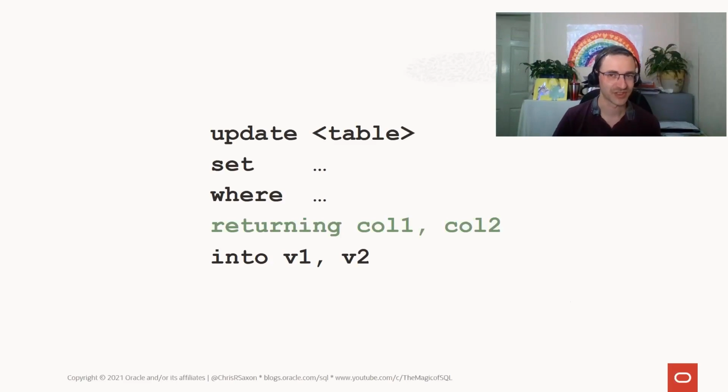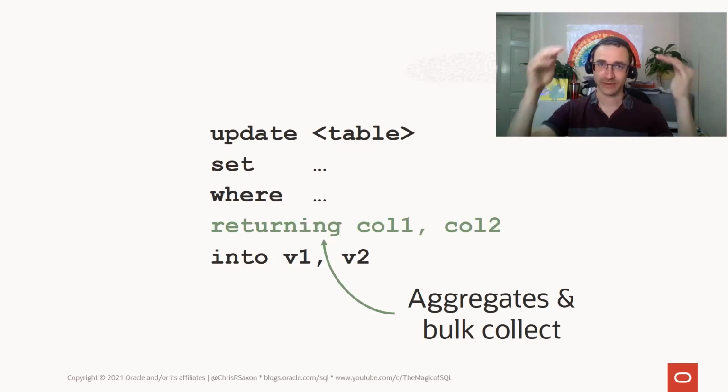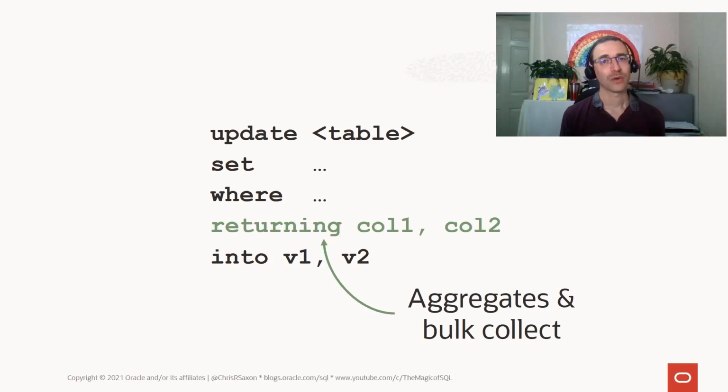Now, there's a big advantage the update returning clause has over insert. We can actually use this to get the values from many rows. So if we've got an update which changed lots of rows, we can use bulk collect to collect them all into an array. Or if we just want some summary information, we can use aggregates as well. So we could return the sum of the rows changed, the maximum value for the particular column that was updated, and so on. So with the returning clause, we can get values from multiple rows at once.